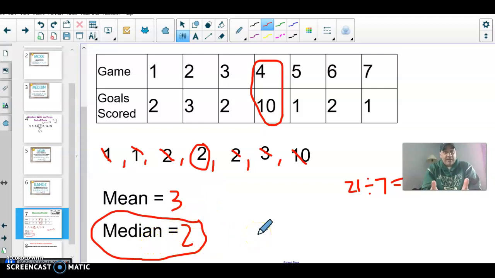Vice versa, an outlier could be at the beginning or a lower number, and it could be bringing the mean down. Let's say Jordan had goals where she scored 5, 6, 7, 8 every game, and then she had a game maybe with 0 goals or 1 goal. Her mean would then go down. So sometimes a better indication would be the median.